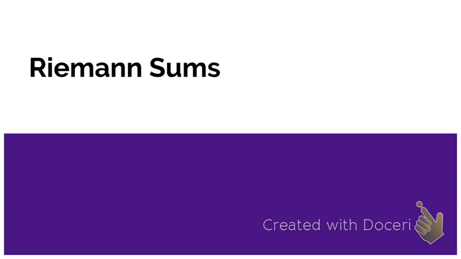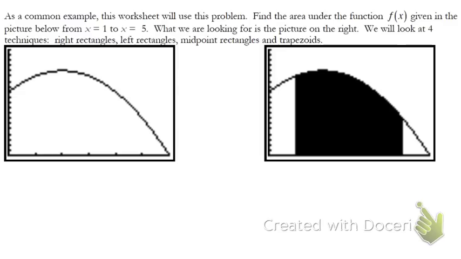Now, there are 4 types of Riemann sums in total. And we're going to explore that right now. We're only going to look at 2 of them today, and then we'll look at 2 of them tomorrow. But here are the 4.